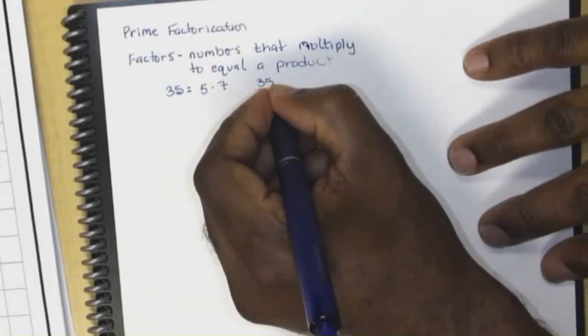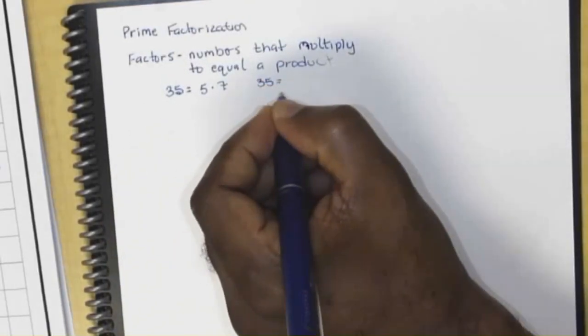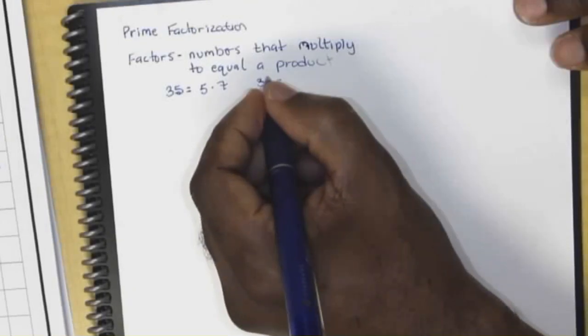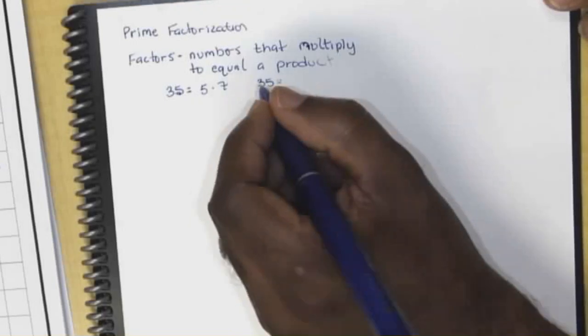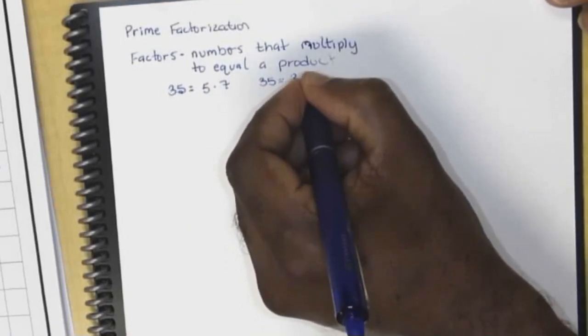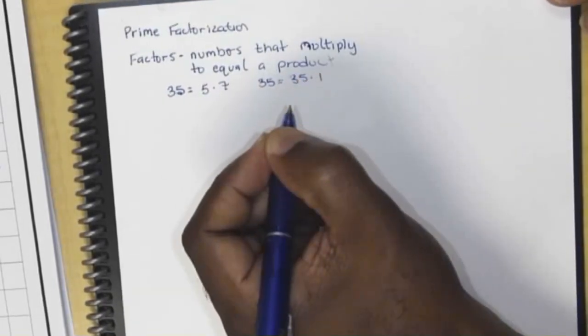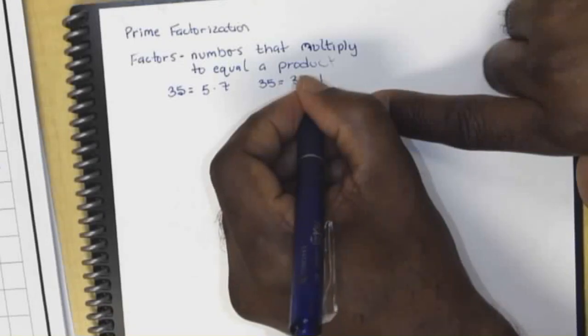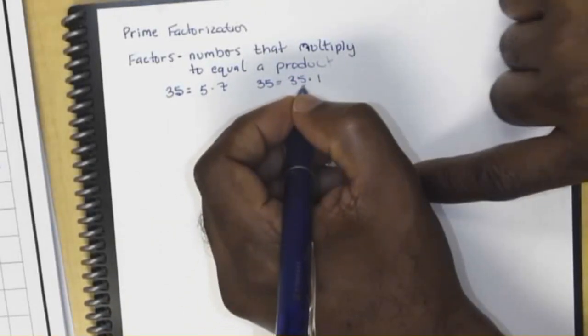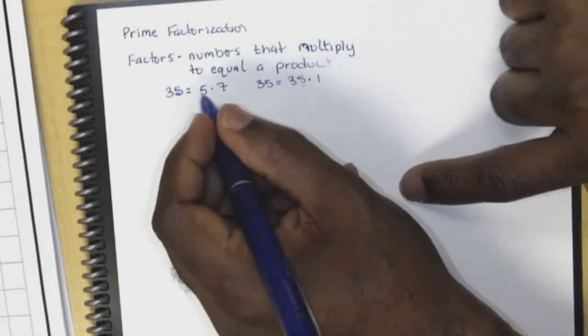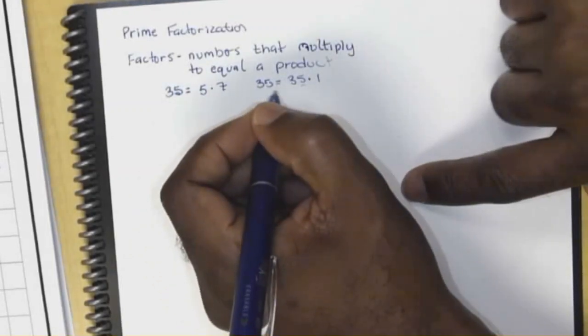There's always one sure way to get it. Well, when I'm talking multiplication, 0 times something. You mean 35 times 1. There you go. So 35 times 1. So the factors of 35 can be 5 and 7 and 35 and 1. All right. So factors are numbers that multiply to equal a product.